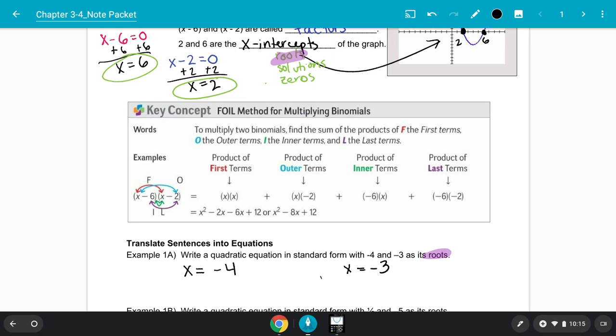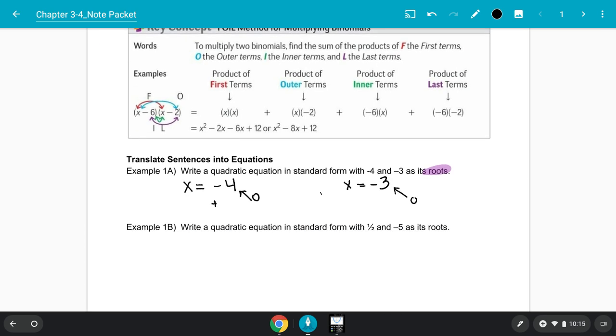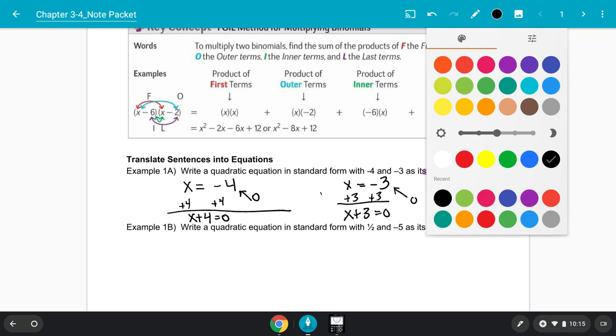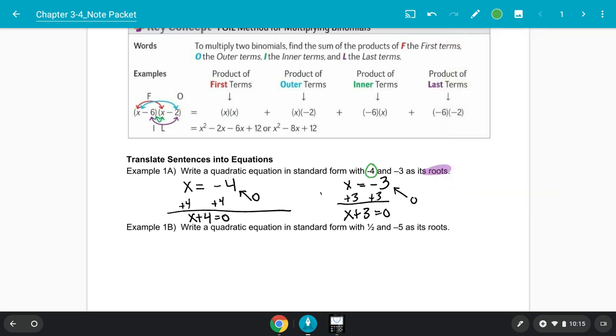So if we work backwards to try to get a 0 right there and a 0 right there, what we do is add 4, x plus 4 equals 0, and then here we would add 3, x plus 3 equals 0. So what you will see is basically you end up with the opposite. See here it's a -4, and then in the equation it's x plus 4. Here it's a -3, and in the equation it's x plus 3.